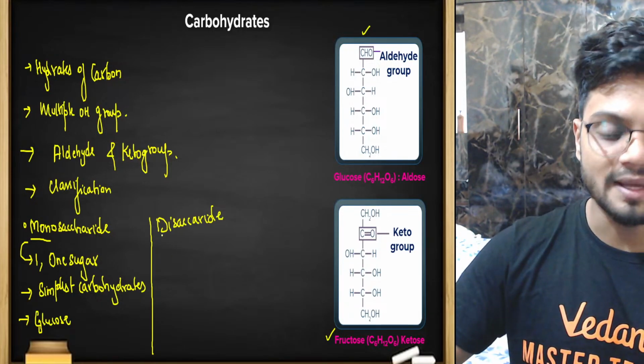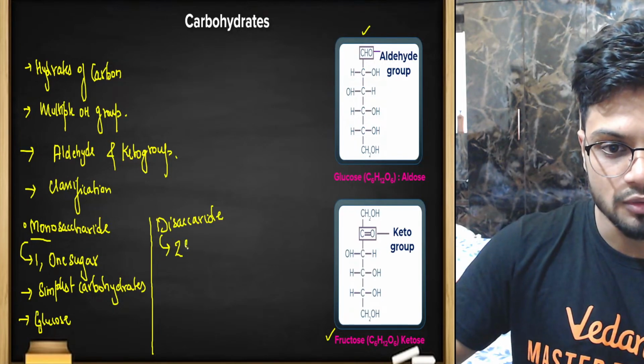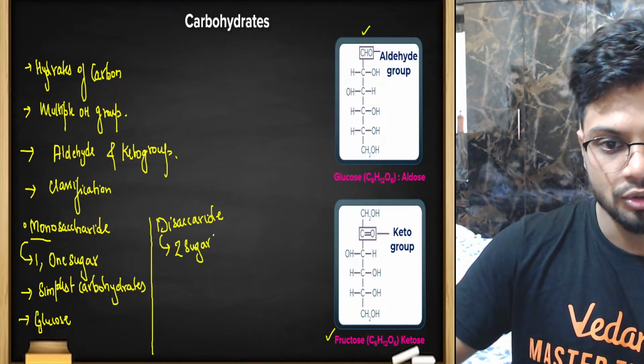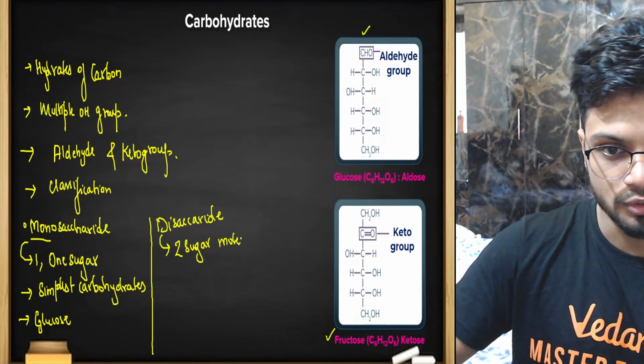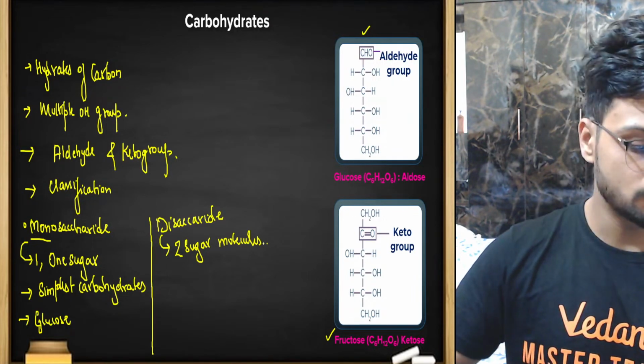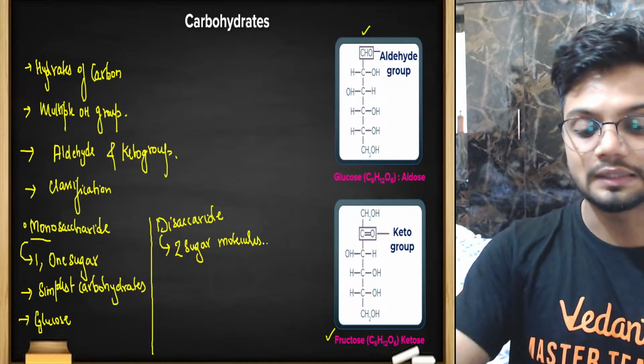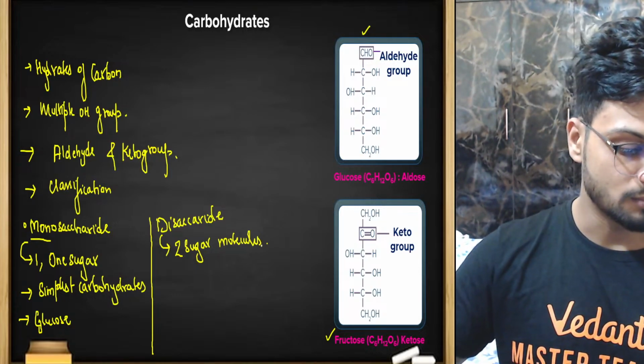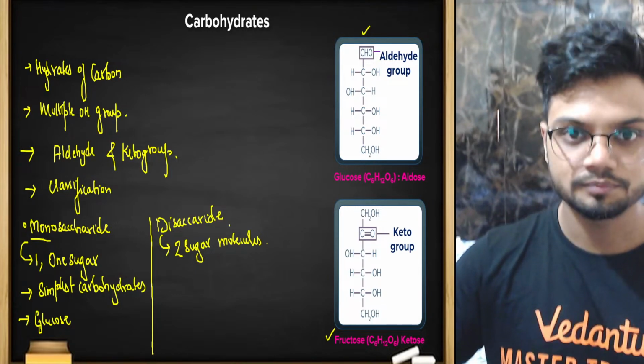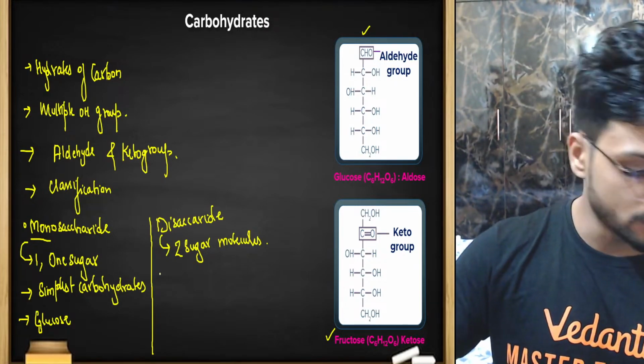Now disaccharide, students. A disaccharide is made up of two sugar molecules. That is a disaccharide, right? Made of two sugar molecules. Now, students, I'll give you a quick example.